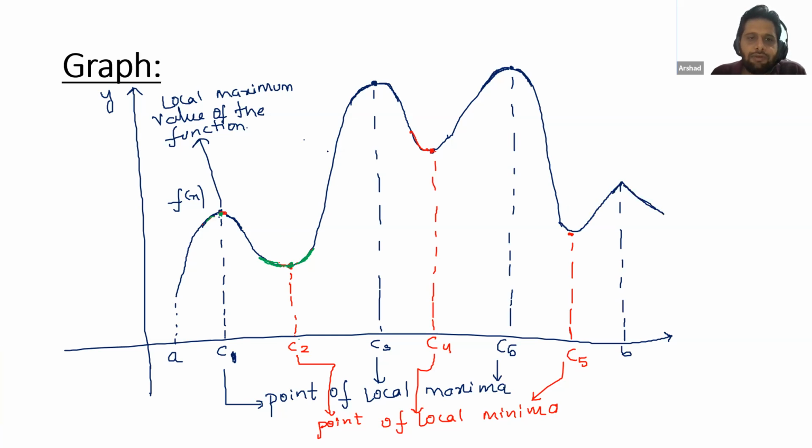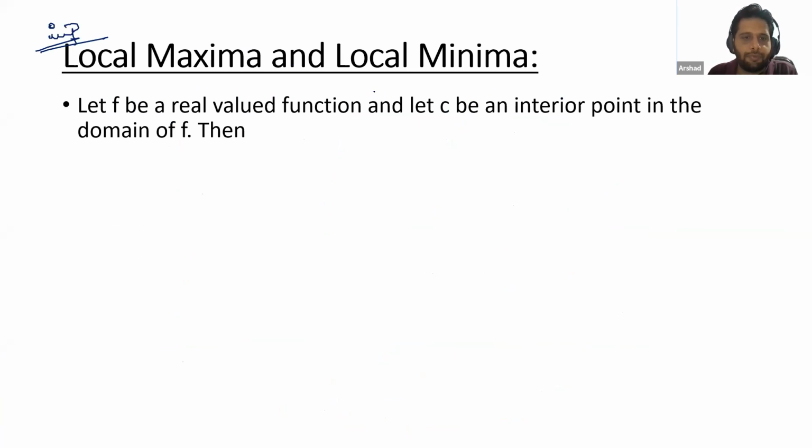Yesterday we discussed... okay, leave that. This we will discuss later on. So I hope this is clear to everyone. Now we will check the definitions. Local maxima and local minima definition. Let f be a real valued function and let c be an interior point in the domain of f. I hope this is clear to everyone.